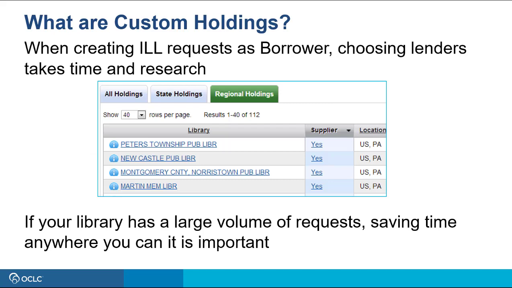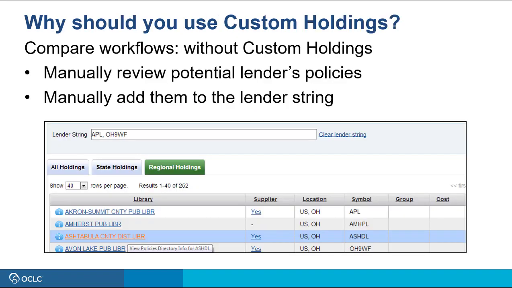Think of customer holdings groups as the place where you collect the symbols of OCLC libraries that have a subject specialty that you're interested in, or a loan policy you're looking for, or are just geographically close by. They are a great way to save all the research you do on potential lenders' policies in the OCLC Policies Directory when requesting an item for interlibrary loan. Let's see an example of how this works.